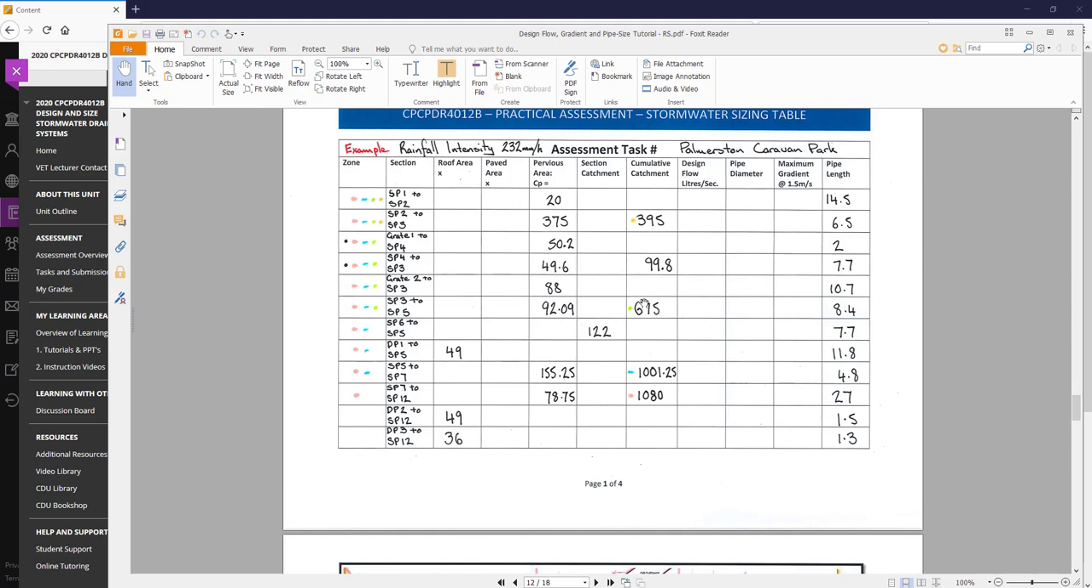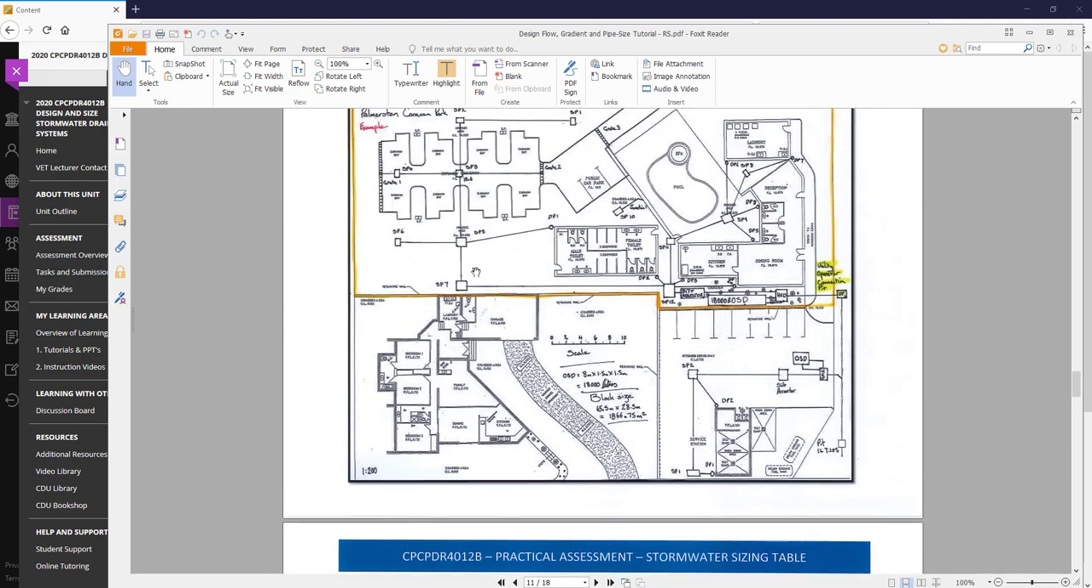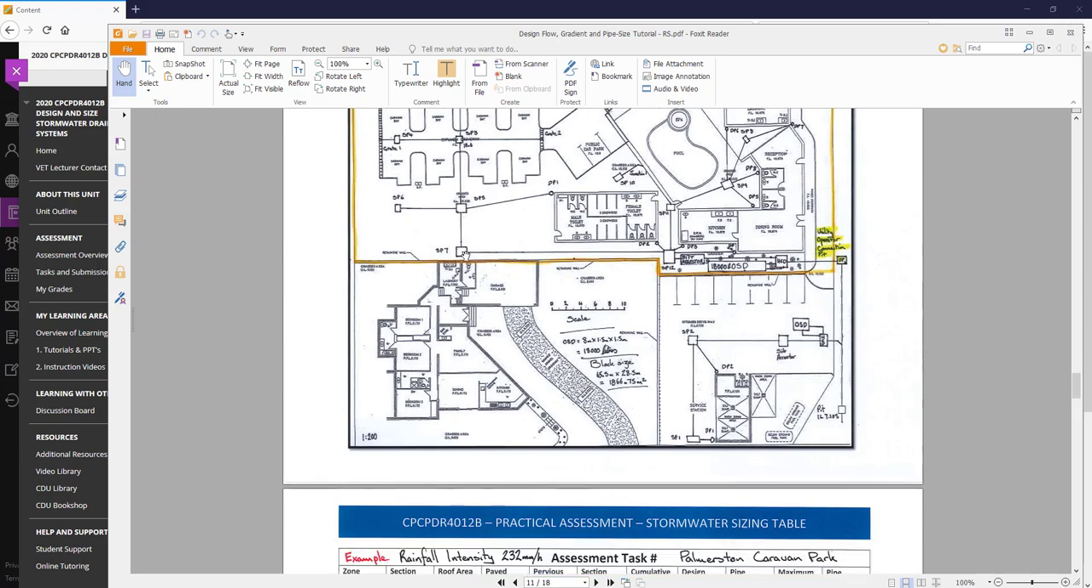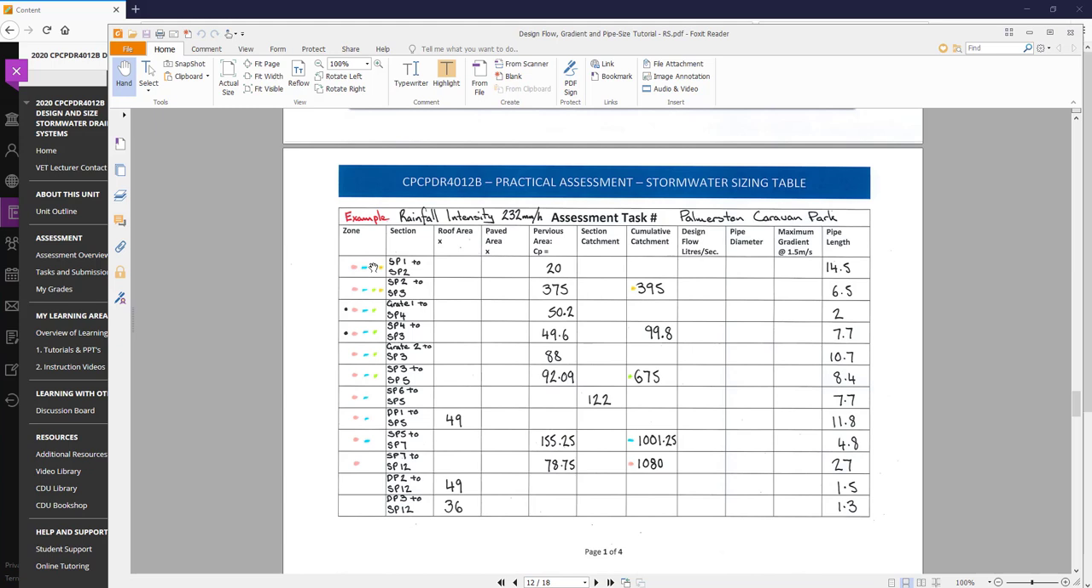However, what ends up coming into SP3 to SP5, if we go there, SP3 is here, SP5 is here. The loading on this pipe here running between these two pits is everything with a green dot, right? All gets added together cumulatively, and that's what gives us a cumulative catchment there of 675 metres. And that's how we do it.